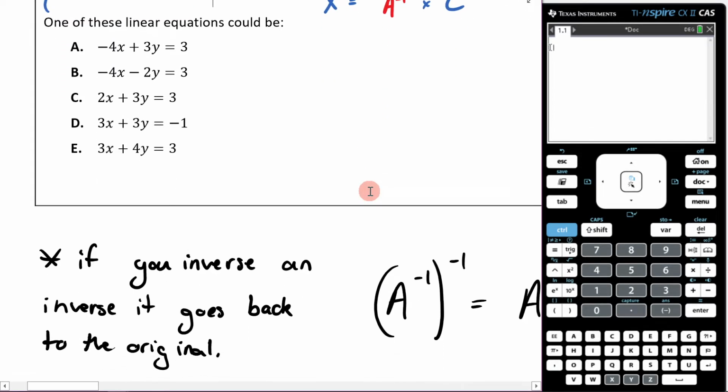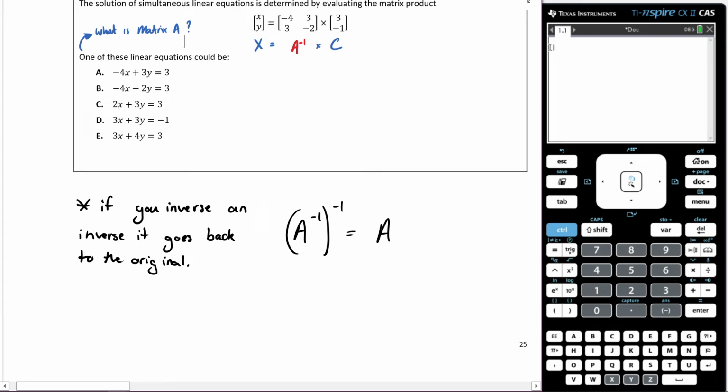And this is where I need you to write a little note for yourself on the bottom of your page. Can you write this down for me? If you inverse an inverse, it goes back to the original. So the inverse of A, if you take the inverse of that, you go back to A. So if we look at this one right here, we've got the inverse of A. What we're going to do is take the inverse of that.